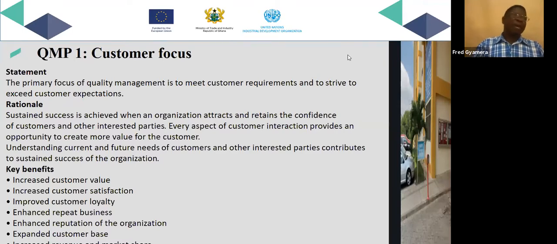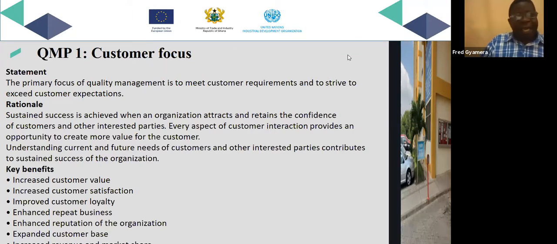So now let's look at it. The first quality management principle: customer focus. Quality management is to meet customer requirements, and you have to strive to exceed their expectations. There are several examples. During my travels around Africa, Europe, and elsewhere, you will see how companies try to exceed the customer's expectation.